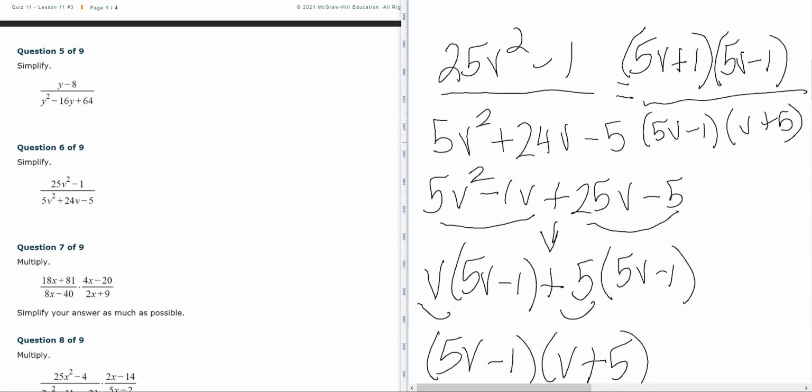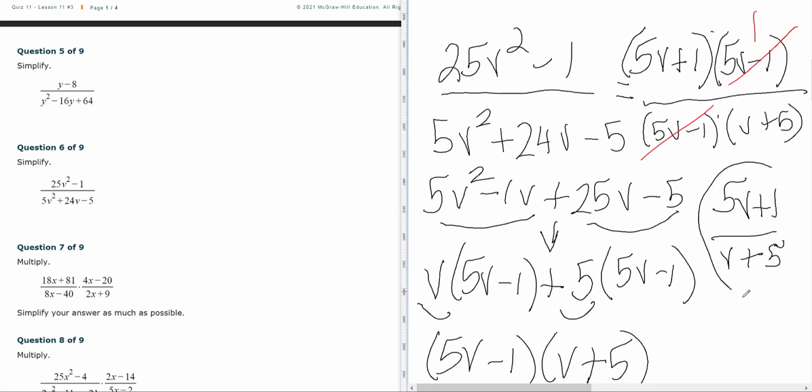Now these are in factored form, because that means multiplication on the top and that means multiplication on the bottom. So the two terms that are alike will reduce to a 1. And that's going to leave me with 5v plus 1 over v plus 5. And if you try to reduce that any farther, you're going to miss it, because 5v plus 1 must stay together and v plus 5 must stay together because they're terms.